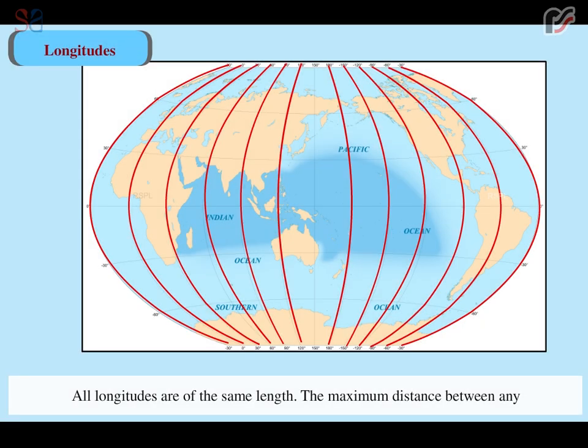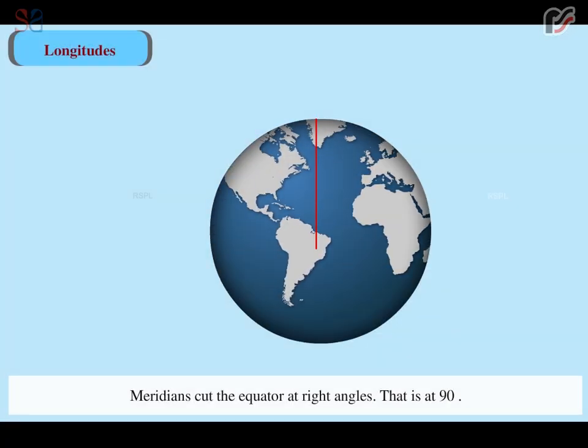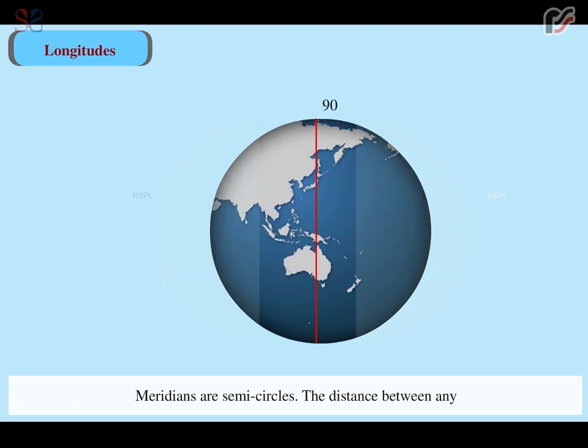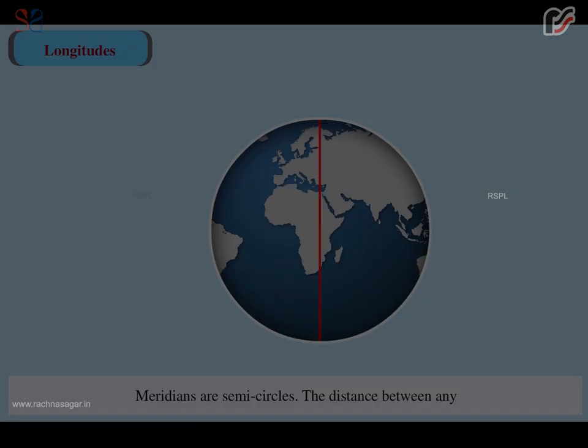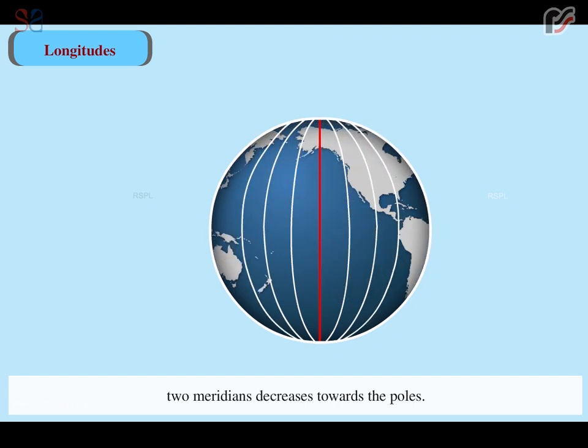All longitudes are of the same length. The maximum distance between any two meridians is at the equator. Meridians cut the equator at right angles, that is, at 90 degrees. Meridians are semicircles. The distance between any two meridians decreases towards the poles.